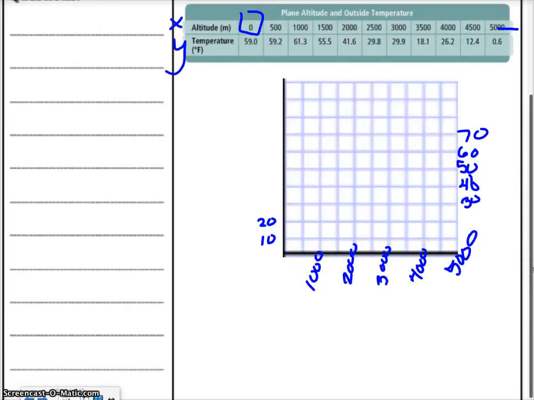Okay, so again, I go X first and then my Y. So 0 and 59, so that's right under 60. So that's about right there. 500 feet and 59.2 temp, so 59.2 is right around there too. 1,000 and 61.3, so it's a little bigger than 60. 1,500 and 55.5, so about there-ish. 2,000 and a little bigger than 40. 2,500 and almost 30.